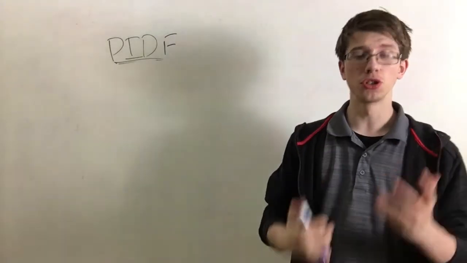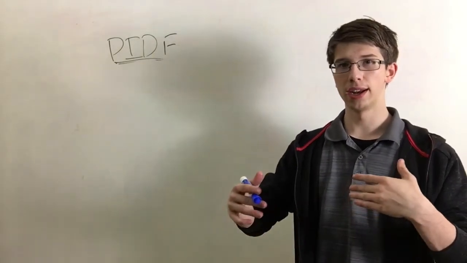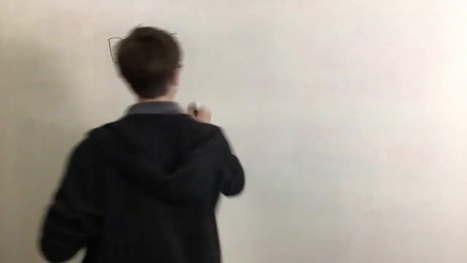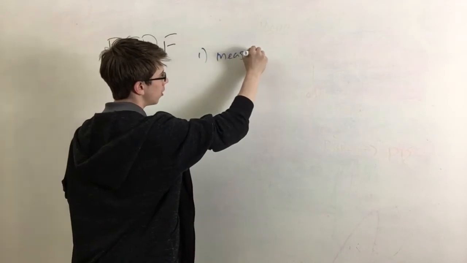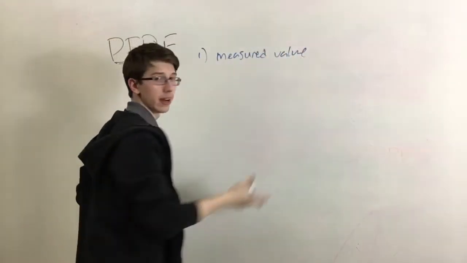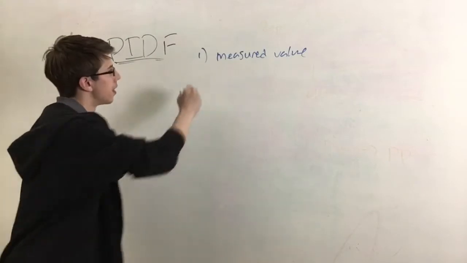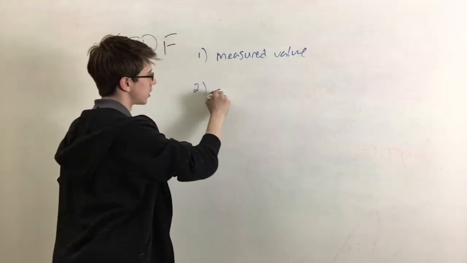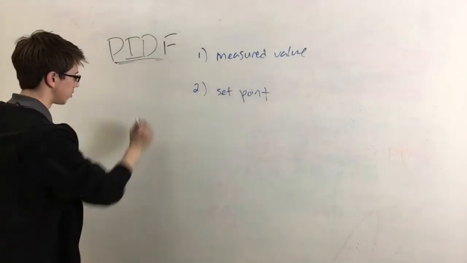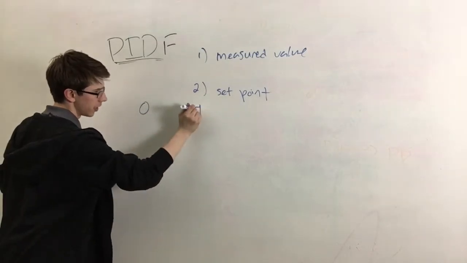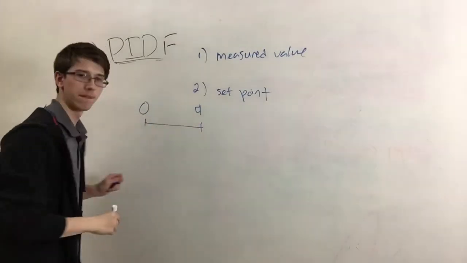PID is used to control some action that requires some sort of error, right? So that means that you need some sort of measured value that you have, say, for instance, the current position of a ball. And then we have some set point, meaning the place that we want the ball to be. So say we have a ball, and we have a sensor here. And the sensor measures the distance between itself and the ball.